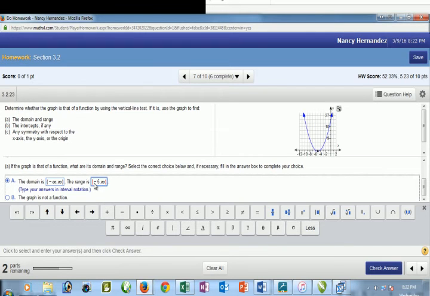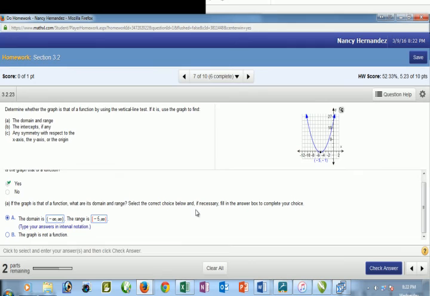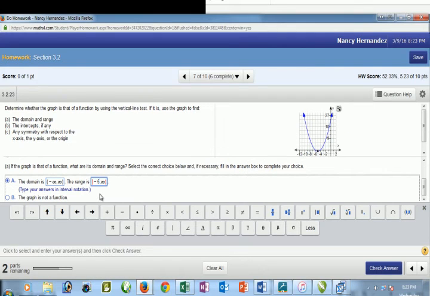I know somebody's screaming. Uh-oh. Domain is correct. The range is not -5. It's -1 because the range is the y value, not the x value. Cool.